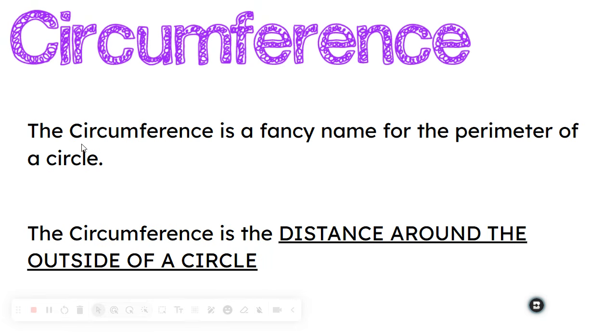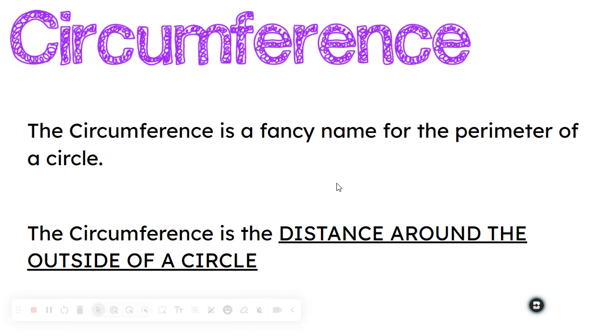So in that space provided where I'm asking you to write the definition of circumference, write this part that's underlined and in capital letters: distance around the outside of a circle. Take a second to write that in. Okay, if you need more time to write that, go ahead and pause the video, write it in, and press play when you're ready.